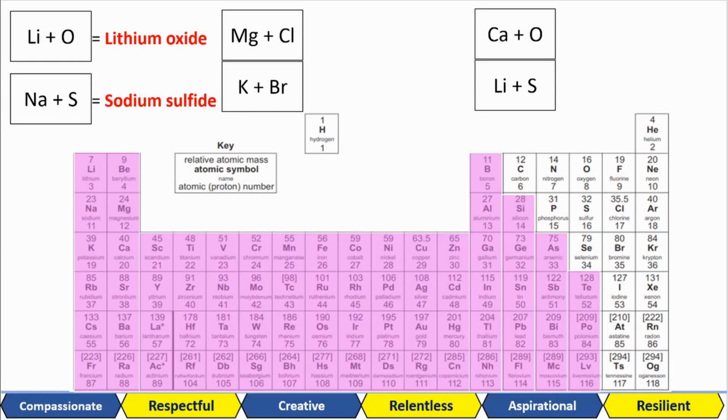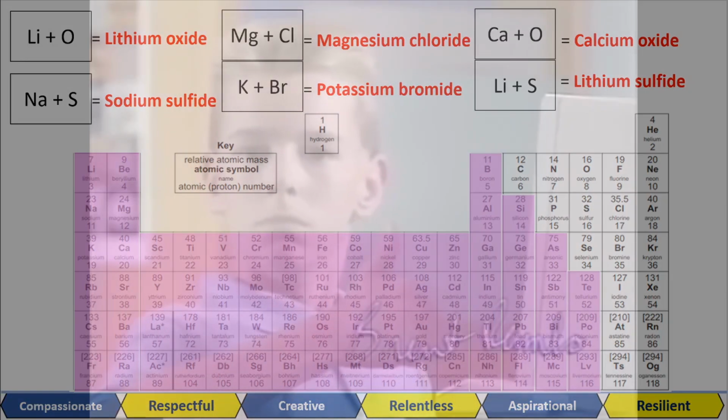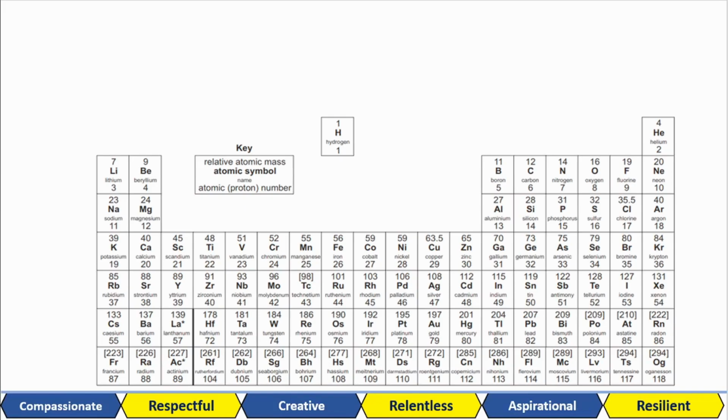Magnesium and chlorine makes magnesium chloride. Potassium and bromine makes potassium bromide. Calcium and oxygen makes calcium oxide. And finally, lithium and sulfur makes lithium sulfide. Light work. Magnesium chloride has a chemical formula that looks like this. MgCl2. Why is there a 2 there?